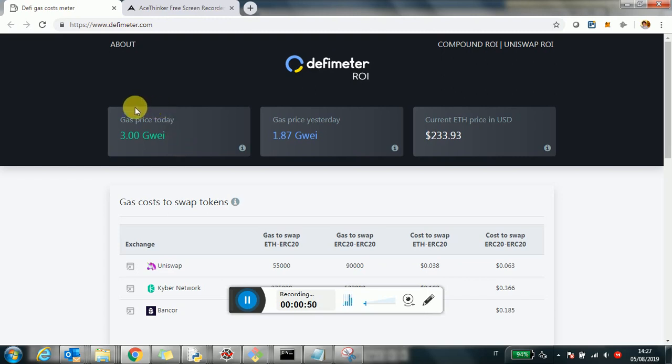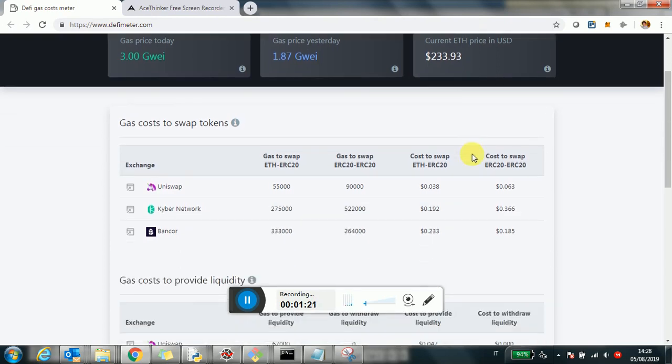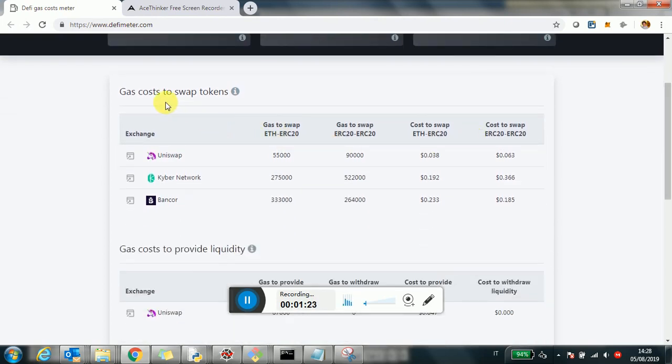At the top is the price of the unit of gas. The unit of gas is priced in this unit of measure, a gigawatt. Essentially, a gigawatt is a fraction of Ethereum, it's 10 to the minus 9 Ethereum. That's the current price, it's free. The average price yesterday was 1.87. And then you see here the Ethereum price in dollars, which is currently $233.